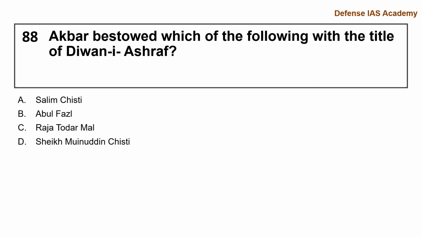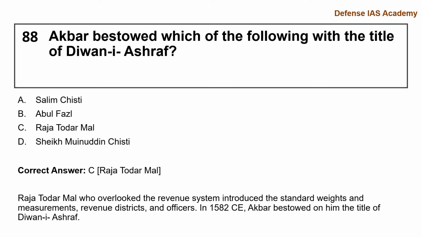Question 88. Akbar bestowed which of the following with the title of Diwan-e-Ashraf? The correct answer is option C, Raja Todar Mal. Raja Todar Mal, who overlooked the revenue system, introduced the standard weights and measurements, revenue districts and officers. In 1582 CE, Akbar bestowed on him the title of Diwan-e-Ashraf.